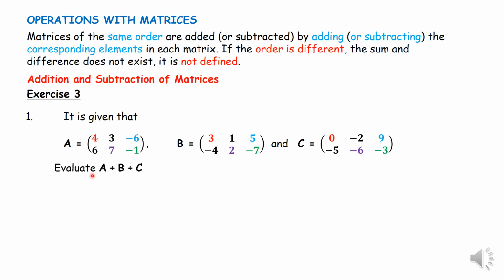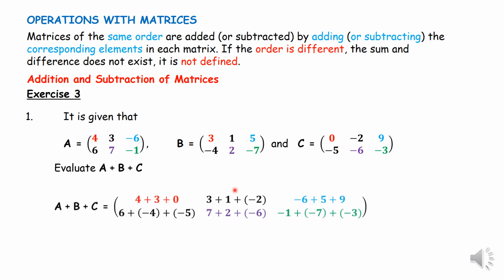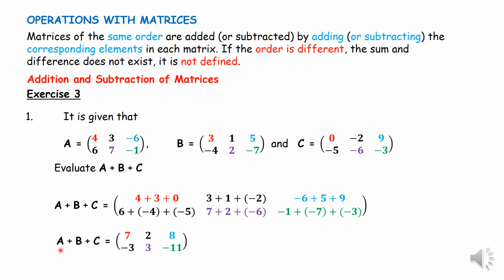Right, so what I want us to do here is add matrix A plus matrix B plus matrix C. What I did here is, you see I've color coded them so that it's a little bit easier for you to follow. So you have got 4 plus 3 plus 0, and then obviously you take your 3 plus 1 plus negative 2, and so on. And then you clean this up and you should get that the sum of matrix A plus matrix B plus matrix C is equal to 7, 2, 8, negative 3, 3, negative 11.